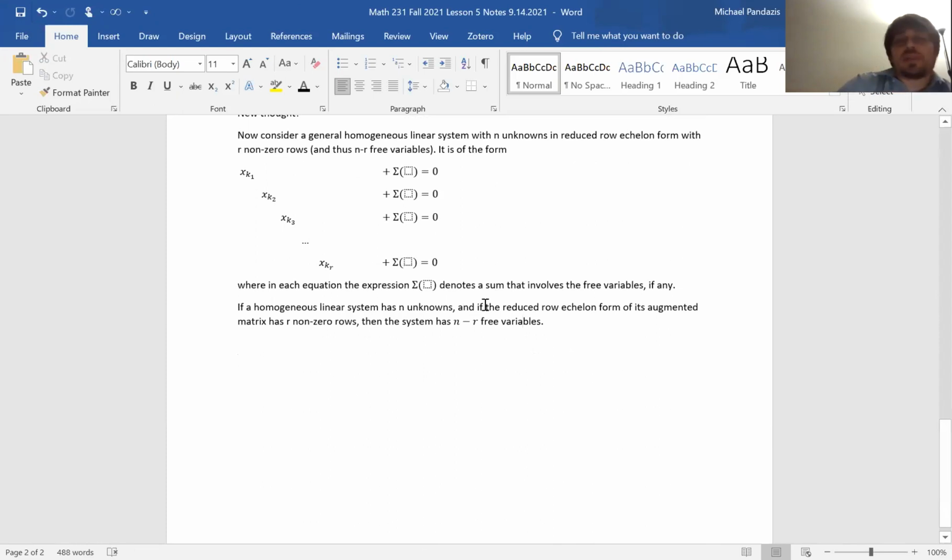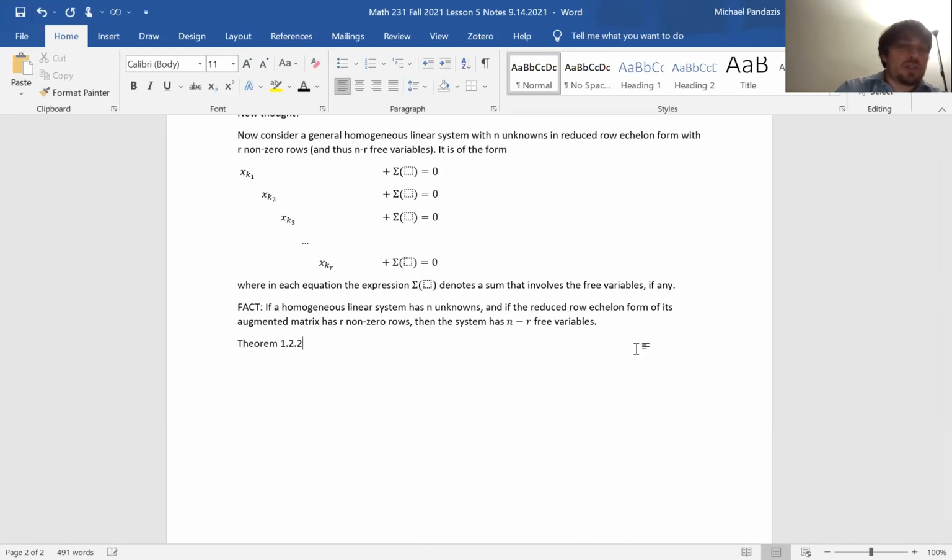Okay, so if a homogeneous linear system has n unknowns, and if the reduced row echelon form of its augmented matrix has r non-zero rows, then the system has n minus r free variables. I already said that. Okay, so that's a fact. I'll write the fact here. Okay, so here's another theorem. We're almost done, just a few more minutes.